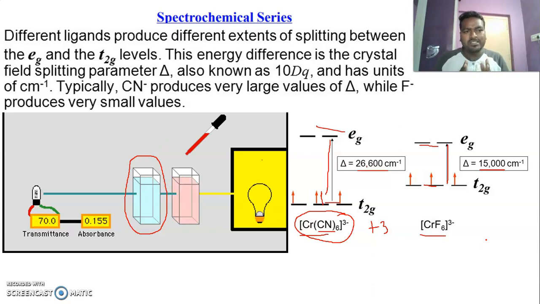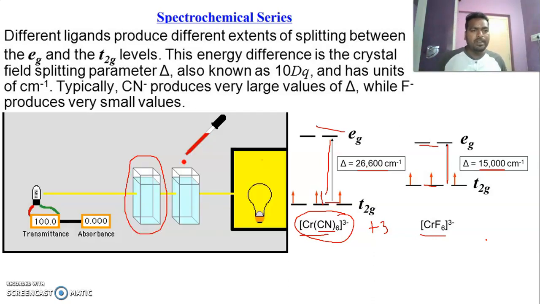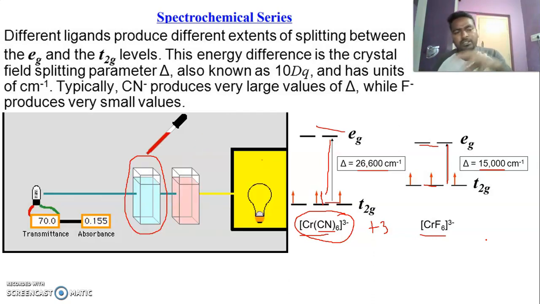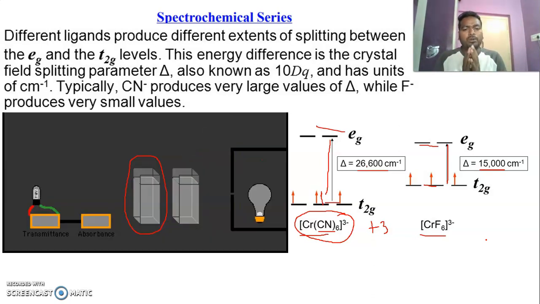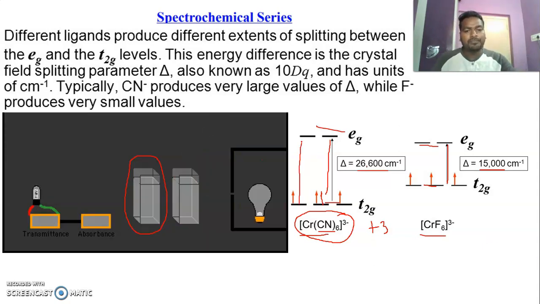In order to judge whether it is a strong ligand or weak ligand, take the coordination complex containing different ligands and subject them to absorption spectroscopy. Based on the amount of light absorbed by the complex, we are going to judge whether it is a strong ligand or weak ligand. If anything is going to absorb more energy, it means what? The energy gap is more. Why is it going to absorb more energy? Because it has to travel from one level to the other.